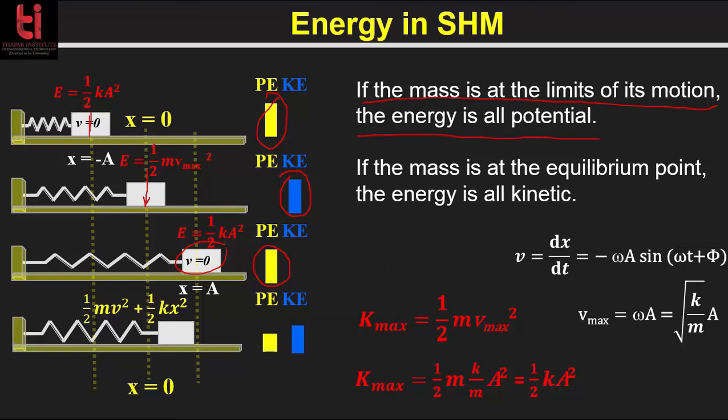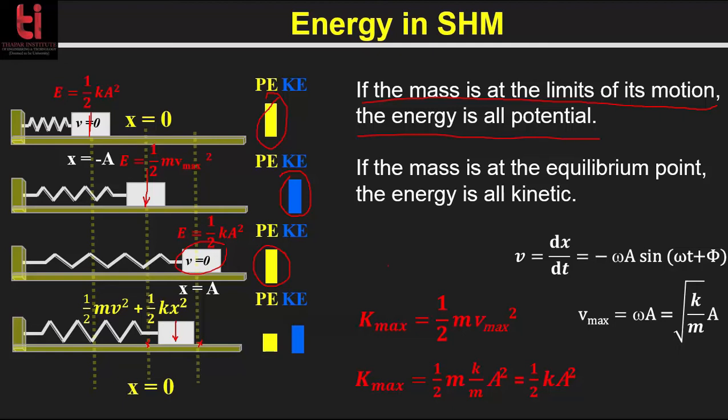Now if we consider that the mass is somewhere in between its limit and the equilibrium position, so the equilibrium position is this and the limit is here, which is x equal to A, and the mass is somewhere in between these two positions. In this case you will get the contribution from both the potential energy and the kinetic energy, and the total energy will be equal to half mv square plus half kx square.